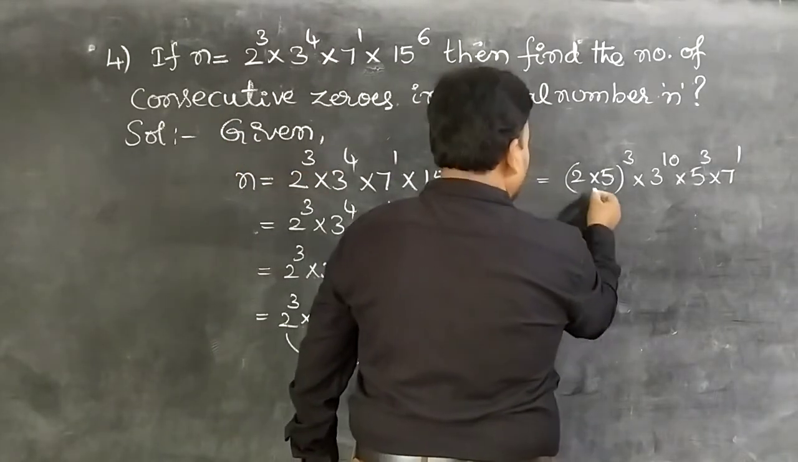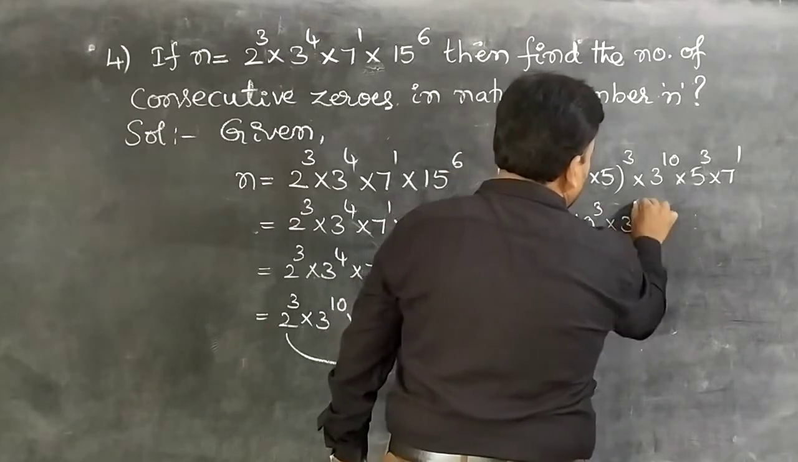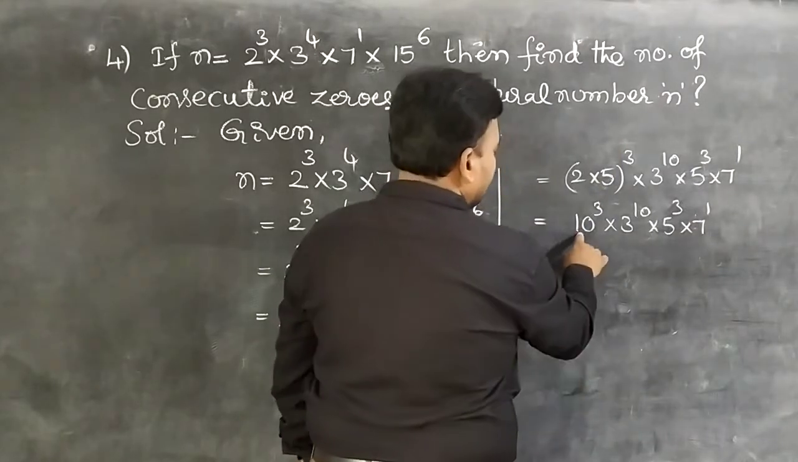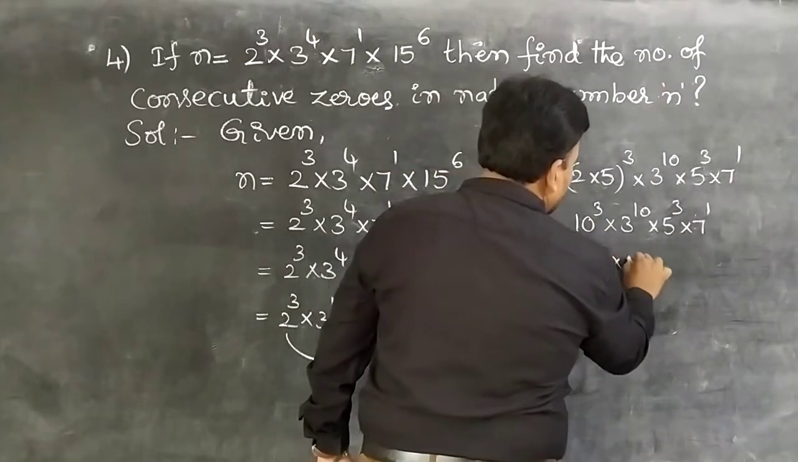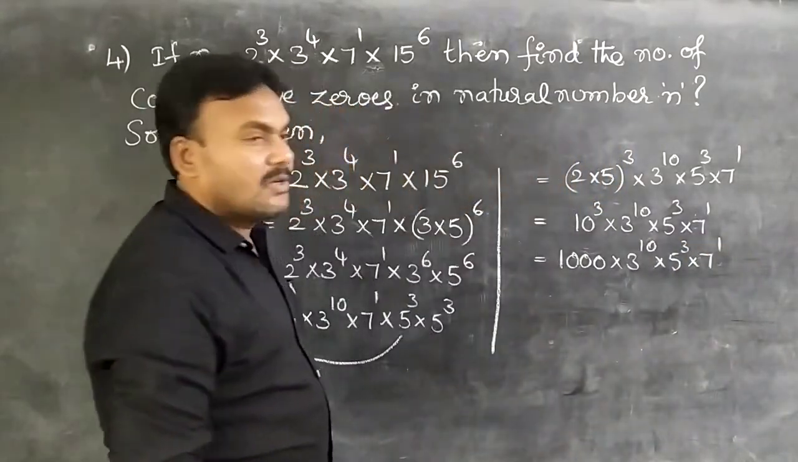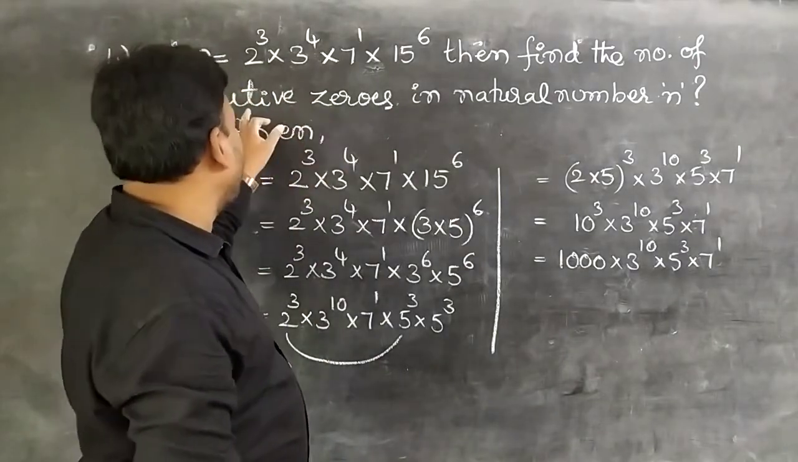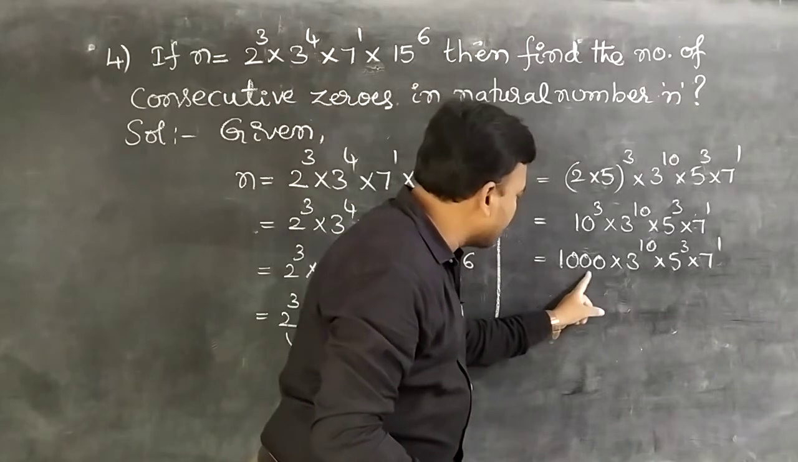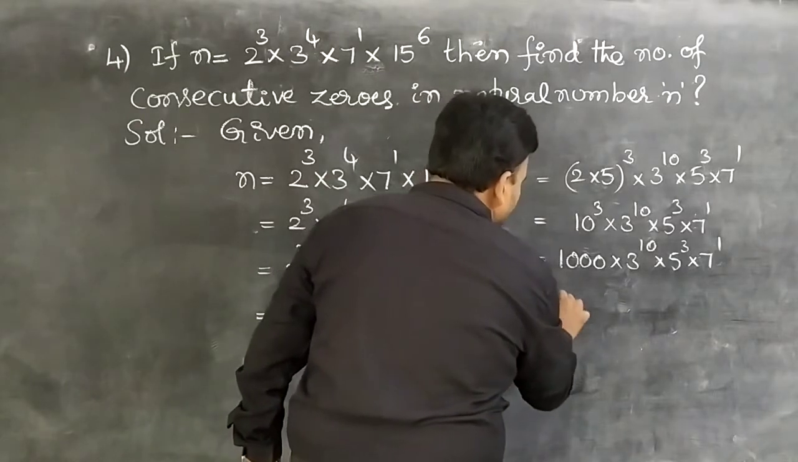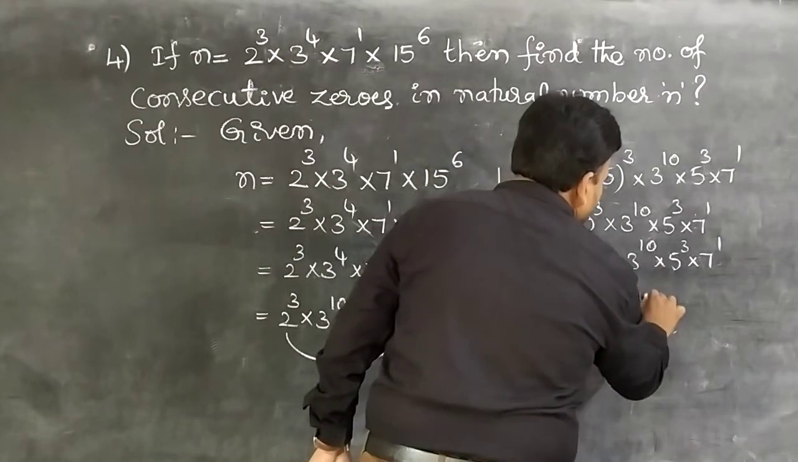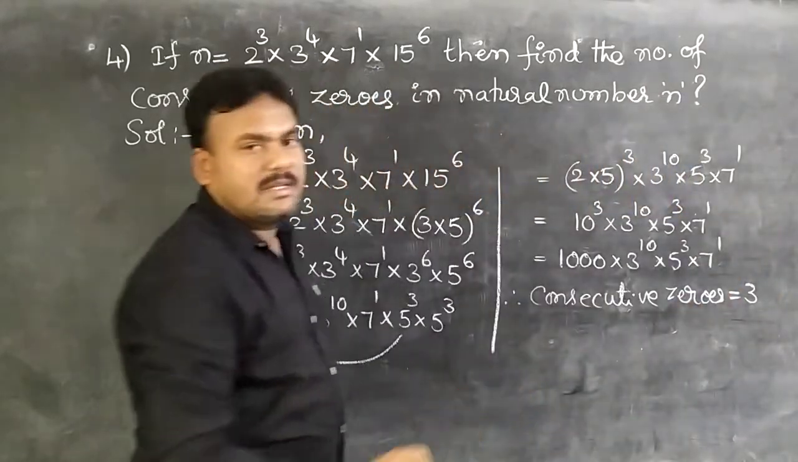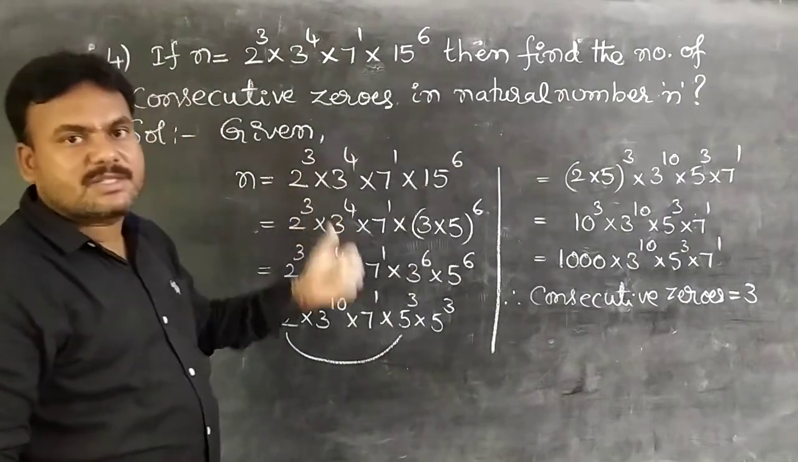So here, we take one more time: 10 cube into 3 power 10 into 5 cube into 7 power 1. So it becomes 10 cube value 1000 into 3 power 10 into 5 power 3 into 7 power 1. So we find how many? Find the number of consecutive zeros. How many consecutive zeros are there here? 3 are there. Isn't it? That's why, conclusion: therefore, consecutive zeros equal to 3. That is the solution of the given problem, students.